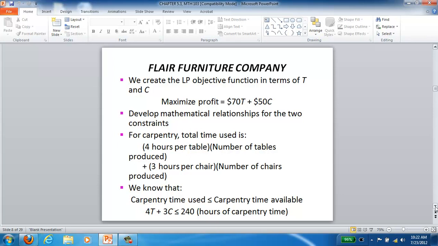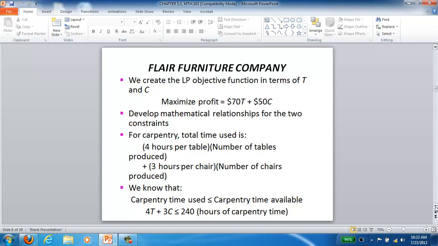We're going to create the linear programming objective equation first. We're going to hold on to that and think about that in the end. We're going to use this in order to determine how many of each should be manufactured in order to maximize our profit. So the maximum profit is going to be equal to 70T plus 50C.